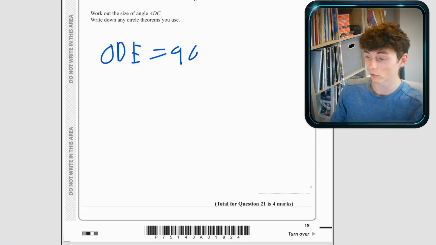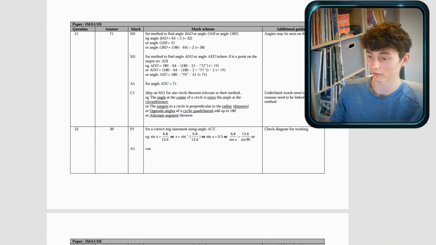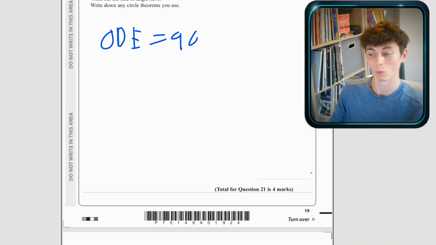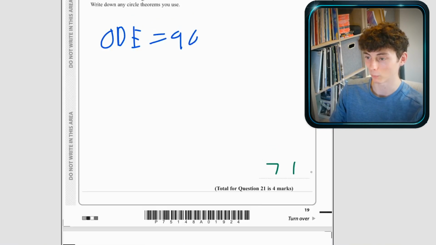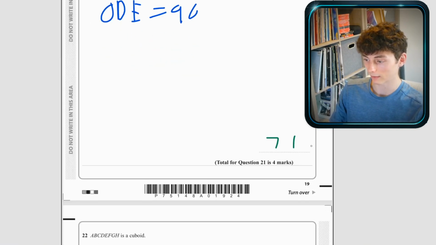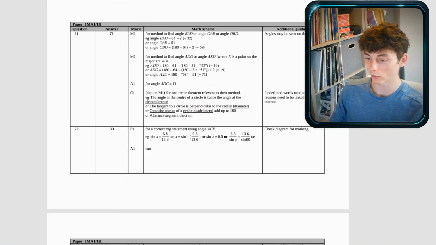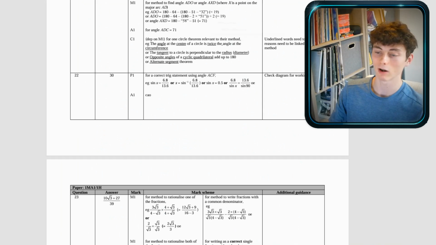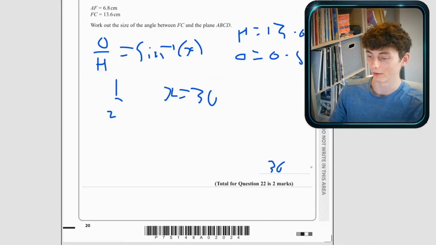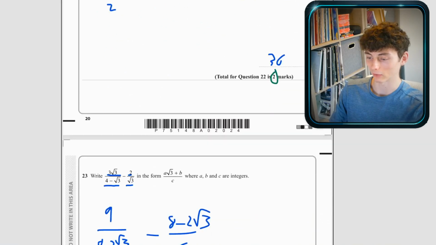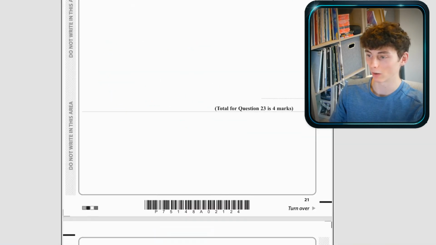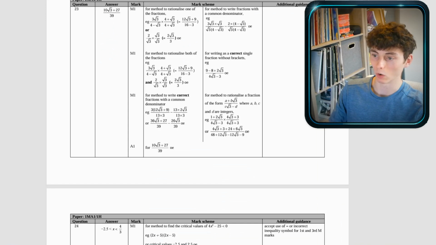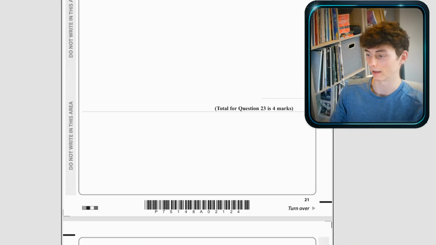Question 21 as well. Lose all the marks on that. The answer was 71 for everyone who wanted to know at home. Yeah, I get 0 marks on that. Question 22 though, the cube. It was 30. Okay, that was a bit of a guess, but I did have the right working out though. So I do get the 2 on that. I was very lucky. Question 23, I was nowhere near. If you want to know the answer, it was 10 root 3 plus 27 over 39. So didn't get that one.